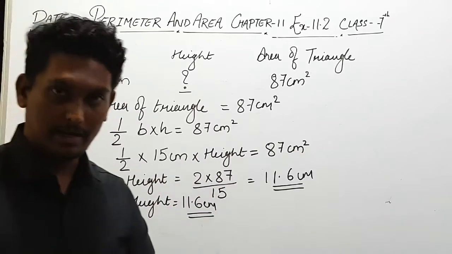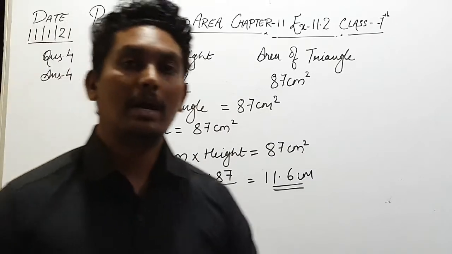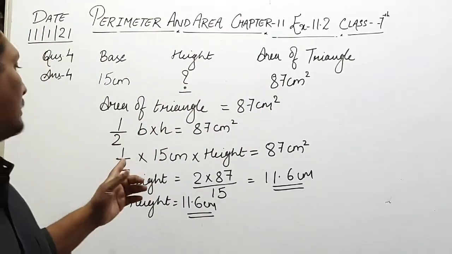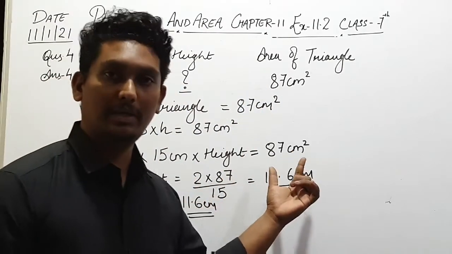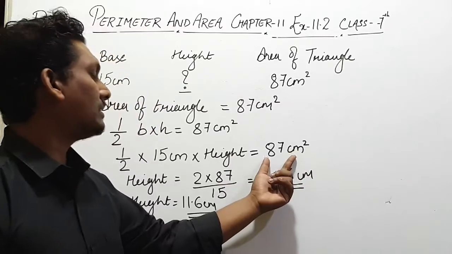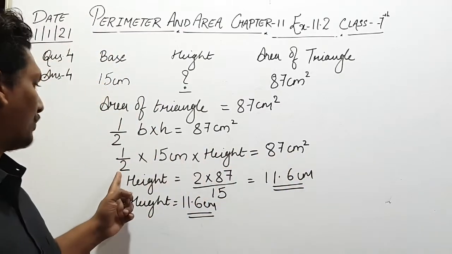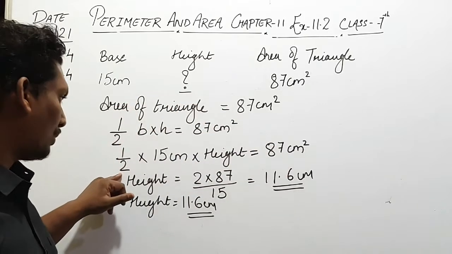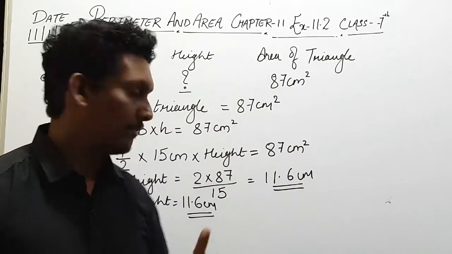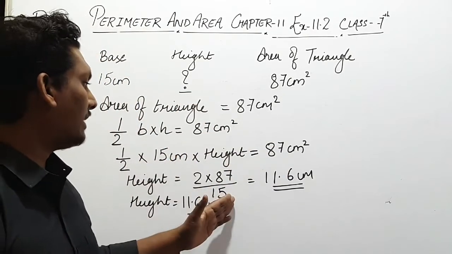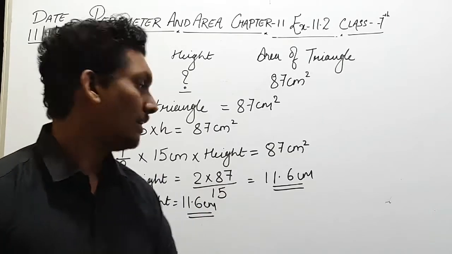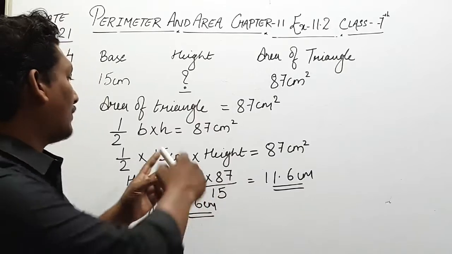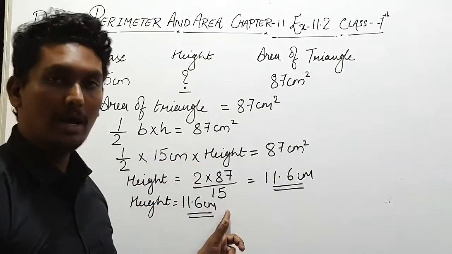For finding the height, or if the question is to find base, what you have to do is, whatever area is given, multiply that area by 2, and whatever is given, if base is given, divide by base. If the question is to find height, then divide by base. If you have to find base, divide by height.